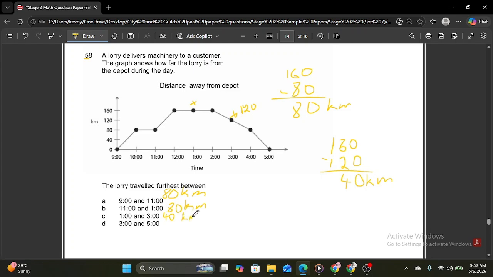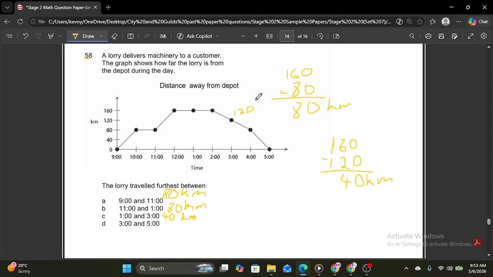Whenever you're looking at these charts, be careful so that you see exactly what you're doing. Alright, now from 3 o'clock, let me just quickly erase this. So from 3 to 5 now, he is 120 kilometers away. That's the starting point, that's where the vehicle is at.